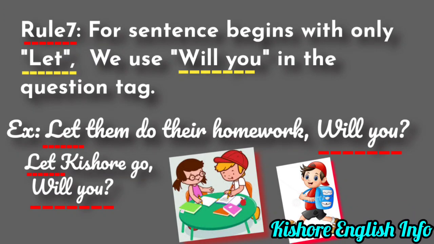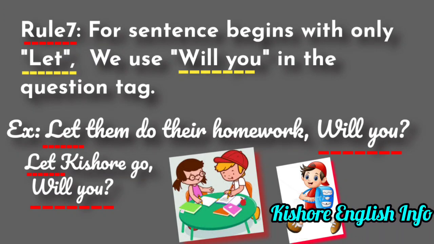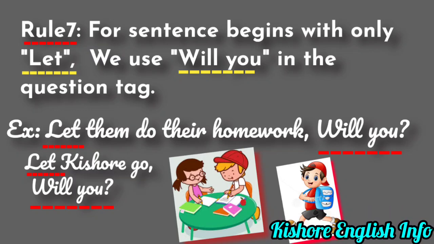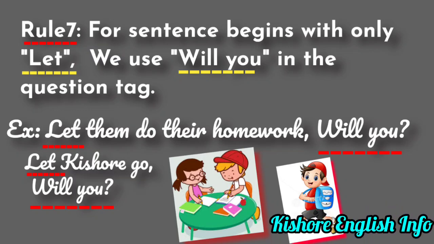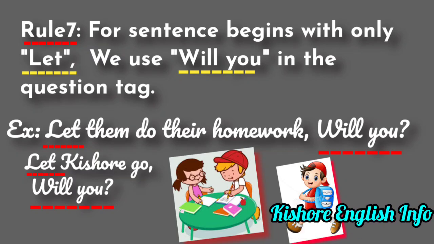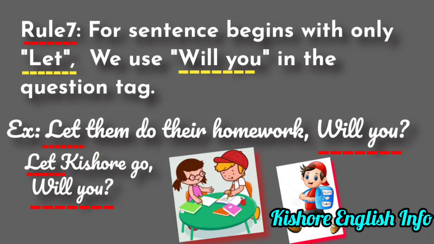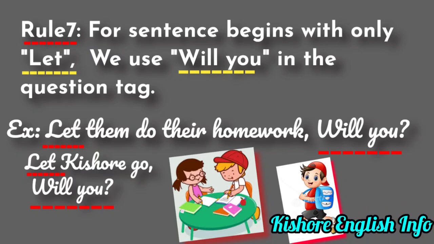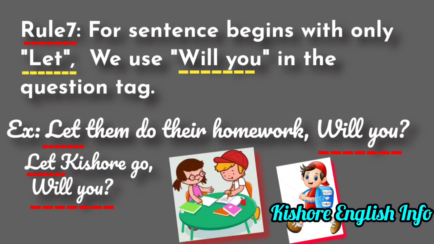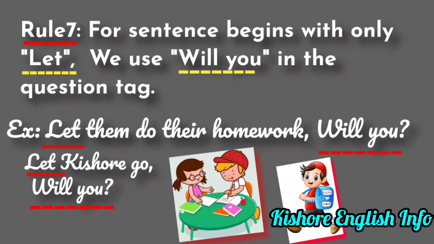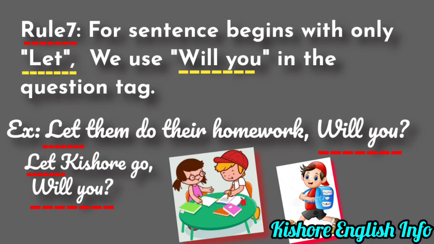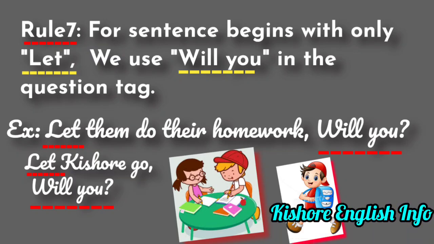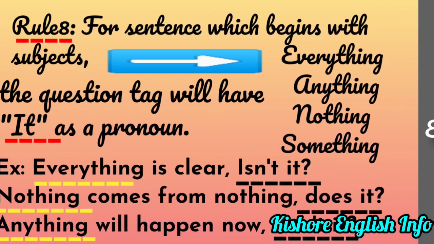Coming to the seventh important rule, for a sentence that begins with only let, not let us, we use only will you. Let them do their homework, not let us. Let them do their homework. Will you? Let Kishore go. Allow him to go. Let Kishore go. Will you? It is also a very important rule that we follow in framing question tags.